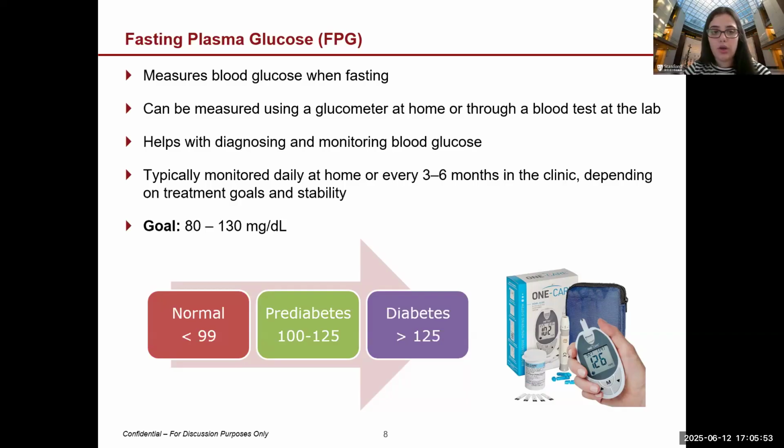The goal is usually to have your fasting blood sugar between 80 to 130. And below here, I included the numbers that we look at to diagnose diabetes. So if your fasting blood glucose is below 99, this is normal. If it's between 100 and 125, this is called prediabetes, which is not quite diabetes, but you're at higher risk of developing diabetes. And then if it's greater than 125, this is where diabetes is actually diagnosed.